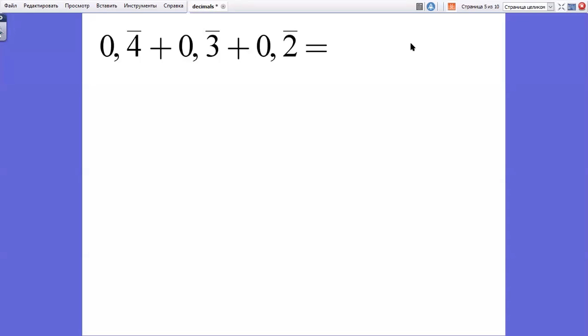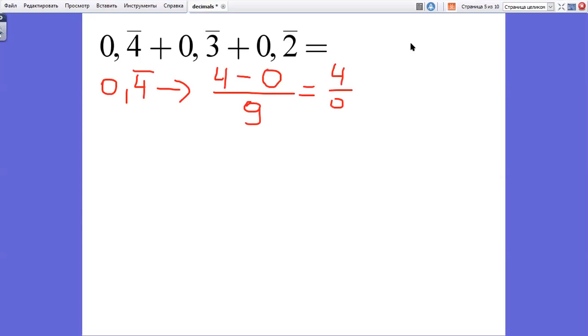Let's firstly convert 0.4, and the repeating digit is 4. When you convert, you will write the number without the decimal point, and you will subtract from this number the non-repeating part, which is 0, and you will divide by 9, because in the fraction part you have only one repeating digit, which is 4, and you are going to have the fraction 4 over 9.